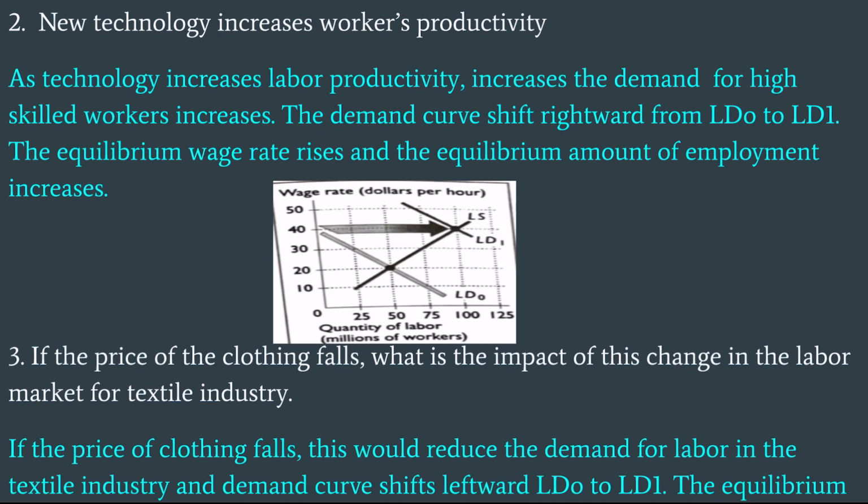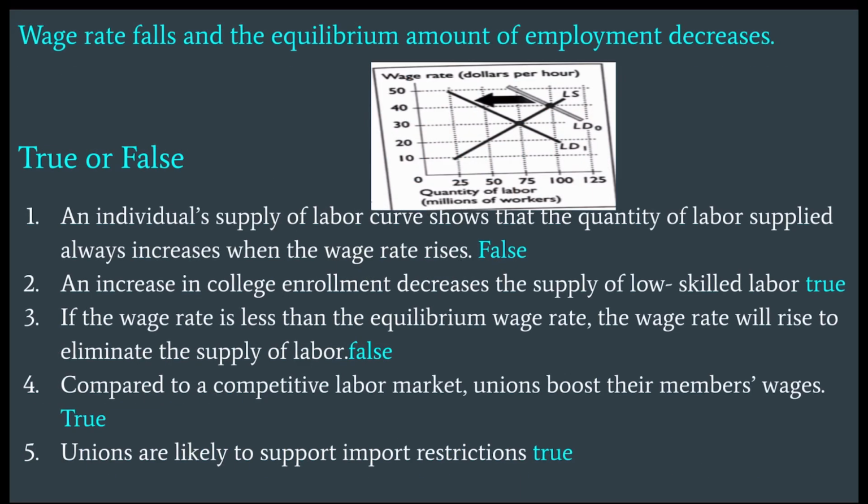If the price of clothing falls, what is the impact of this change in the labor market for the textile industry? If the price of clothing falls, this would reduce the demand for labor in the textile industry and the demand curve shifts leftward, LD0 to LD1. The equilibrium wage rate falls and the equilibrium amount of employment decreases, as shown in the figure.